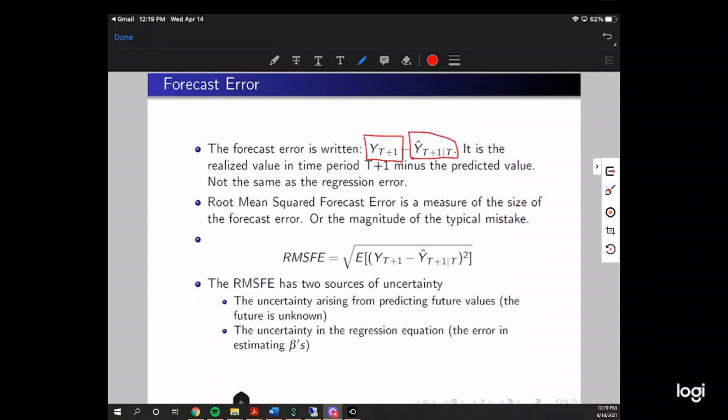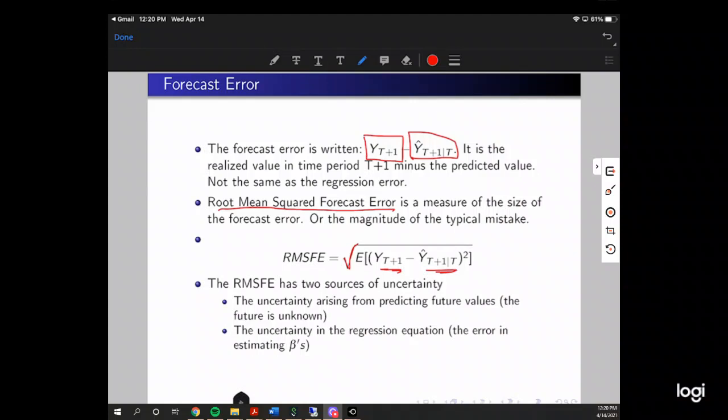We can characterize some kind of uncertainty about this error, and we call this the root mean squared forecast error. It's a measure of the size of the forecast error, or the magnitude of the typical mistake. For the population value, it's equal to the square root of the expected value of y_{t+1} minus its predicted counterpart, squared. So it's essentially the variance with a square root, which gives us the standard deviation of our forecast errors. The root mean squared forecast error has two sources of uncertainty.